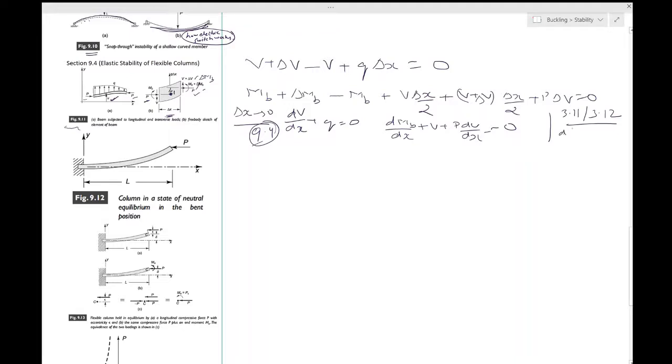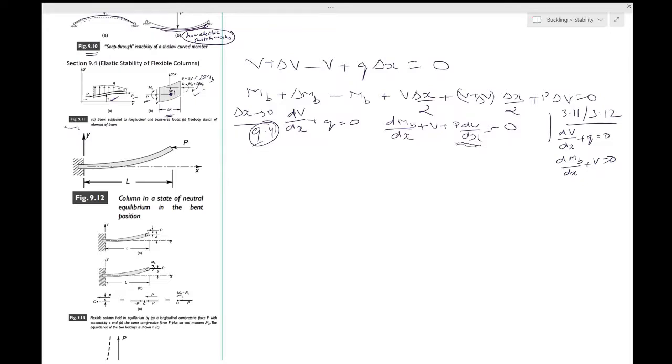So that looks like dV/dx + q = 0, and then dMb/dx + V = 0. Note that the deformation of the beam enters into the moment equilibrium equation of 9.4 by way of the slope dv/dx. This is how the deformation of the beam enters this equation, through this term dv/dx. We still assume that the bending moment is responsible for the deformation of the beam, that is, we neglect the effect of shear on the deformation.